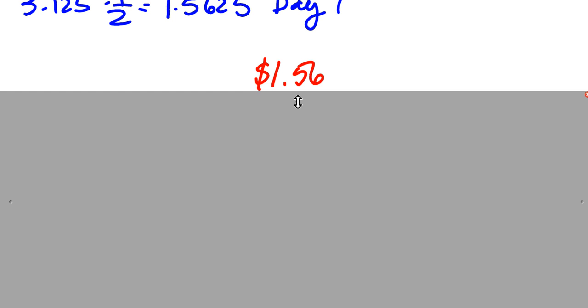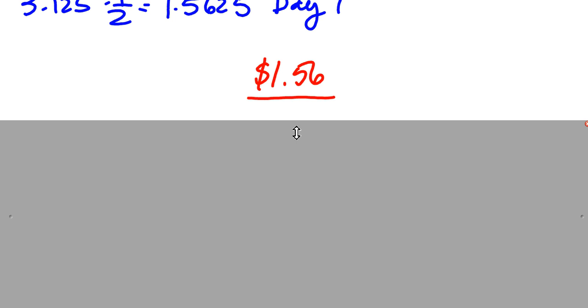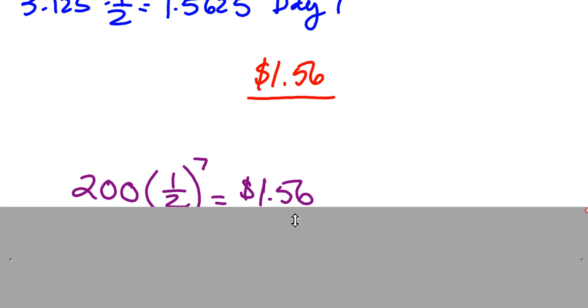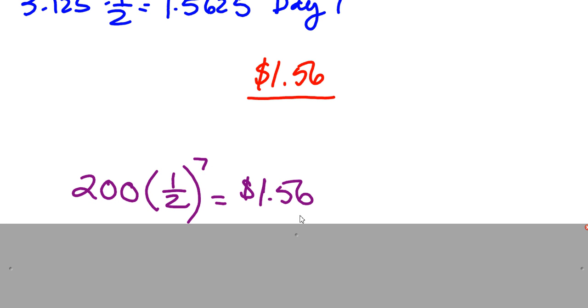We started off with 200. We multiplied by 1/2 7 times. So we could have written it as 200 times 1/2 to the 7th power and ended up with the $1.56.